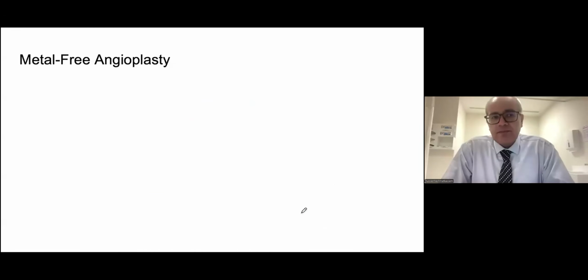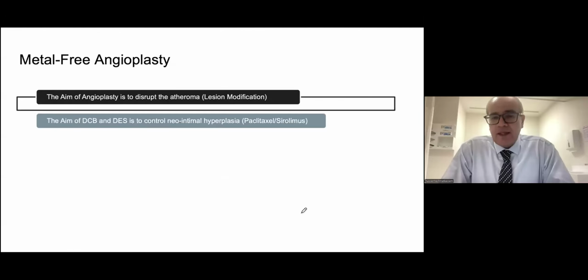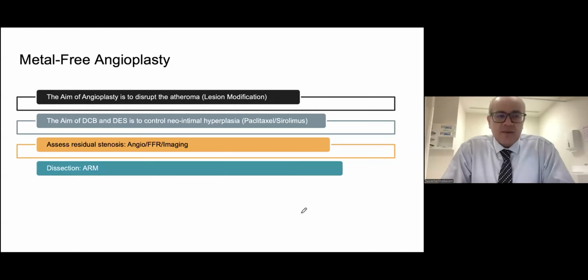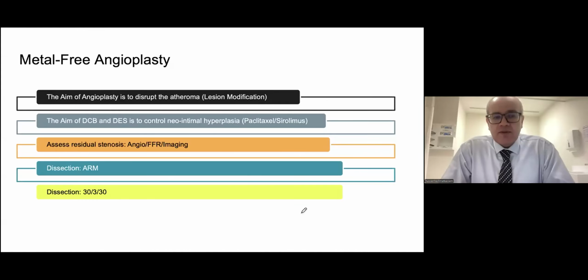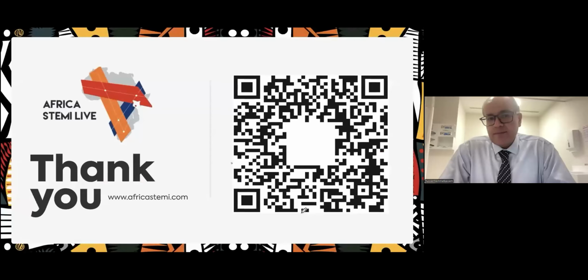So the aim of angioplasty is to disrupt the atheroma. The aim of the drug-eluting balloon or stent is to control the neointimal hyperplasia. You modify the lesion and assess the residual narrowing. For dissection, remember, anticipate, recognize, avoid, recognize, and manage. Remember the rule of 3-30-30 with dissections. And once you adopt this strategy, your results will become better with balloons and stents. It works with large vessels and with small vessels.